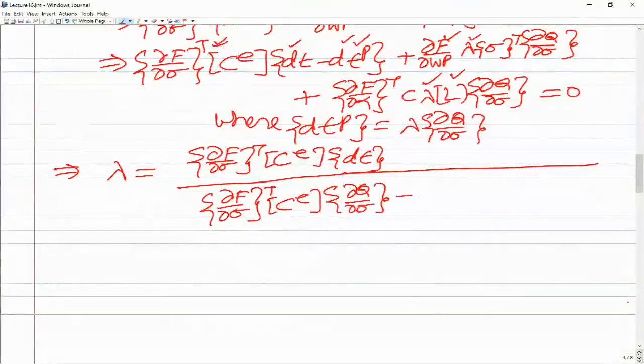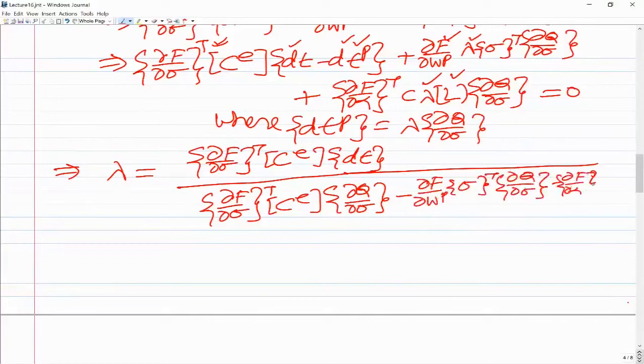The other two terms, when they go to the right hand side, will become negative. So we will have del f by del Wp into sigma transpose, and the second term I am writing as del q by del sigma, and then minus del f by del alpha transpose into C into L, and then del q by del sigma over there. So this is the expression for lambda we are getting from the consistency condition dF equal to 0.